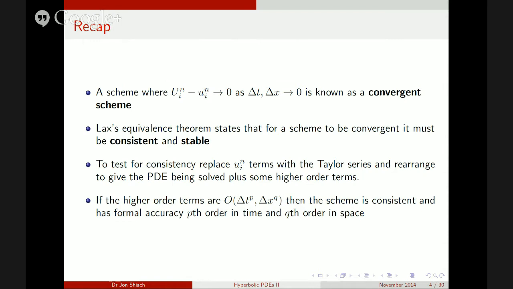We looked at the first order upwind scheme, and we also looked at the forward time center space scheme. I did put a scan of what we did last week on Moodle if you want to check it out. So that's the idea of consistency. To test for it, we replace our U's with the Taylor series, and rearrange to give the PDE plus some other terms. If your higher order terms are of big O notation, you've got a consistent scheme. So that's half of it done, and we know how to do the consistency bit.